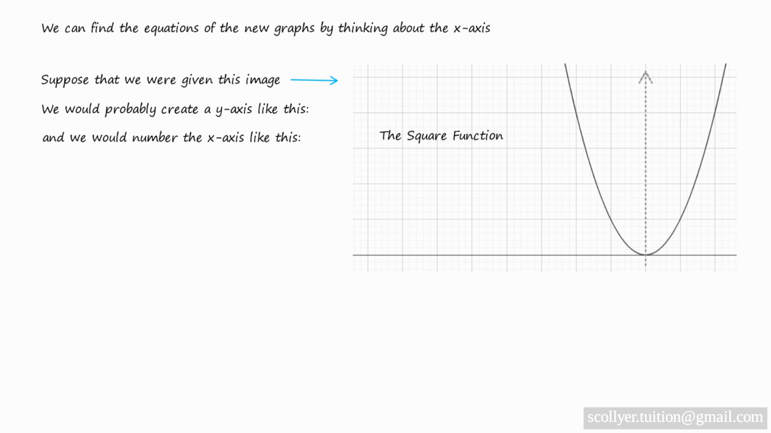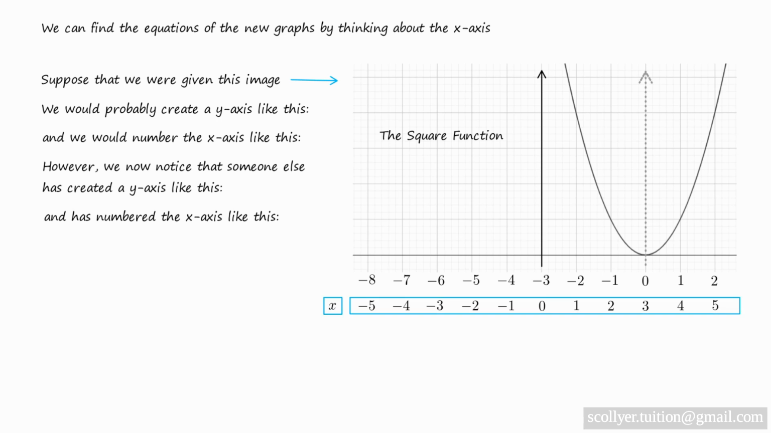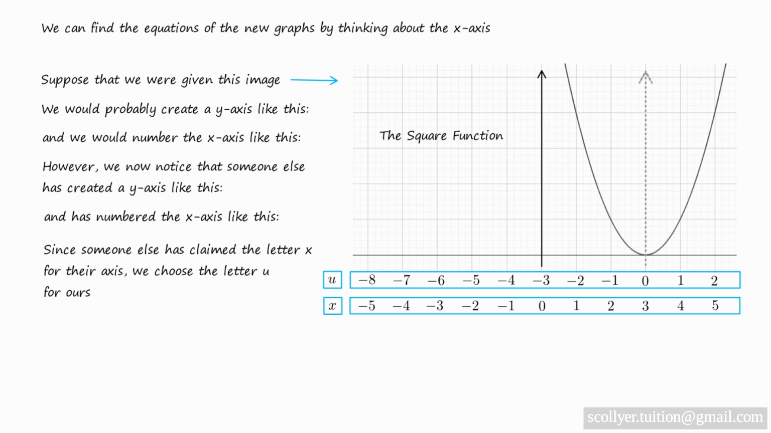Correspondingly, we would number the x-axis like this, but now we get a surprise because we notice that someone has already created a y-axis like this, and they have numbered the x-axis like this, as we would expect, and in fact they chose the letter x to name their x-axis. Now, since someone else has already used the letter x for the horizontal axis, we choose the letter u to name our axis. And so our axis system is the uy axis system. The other axis system is the xy axis system.